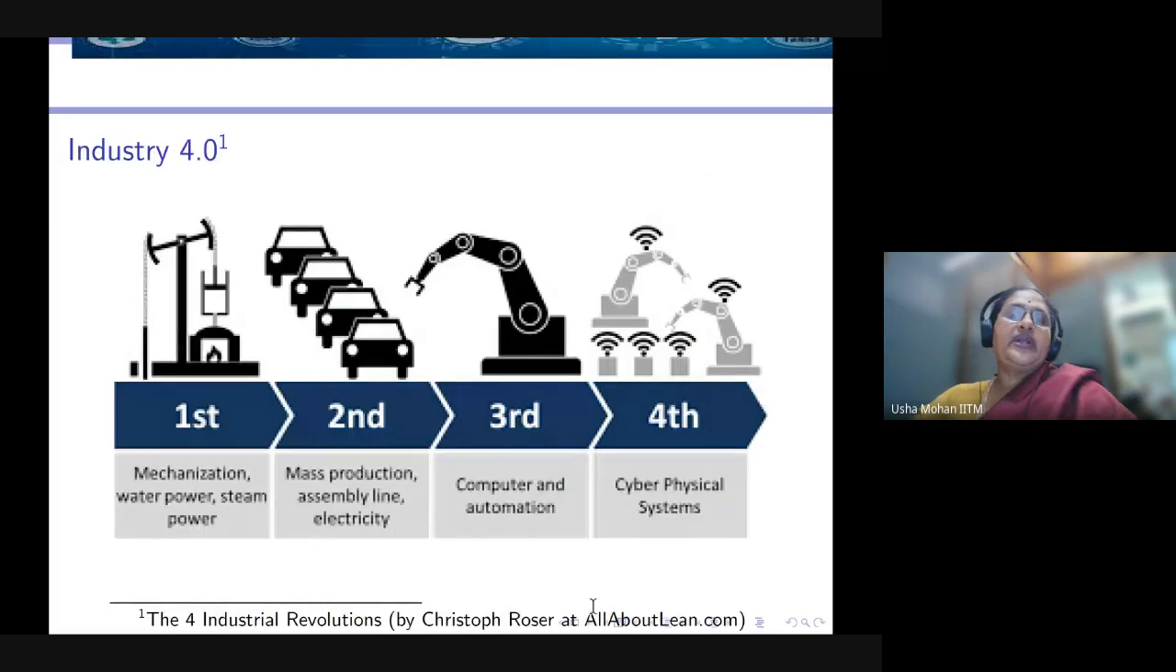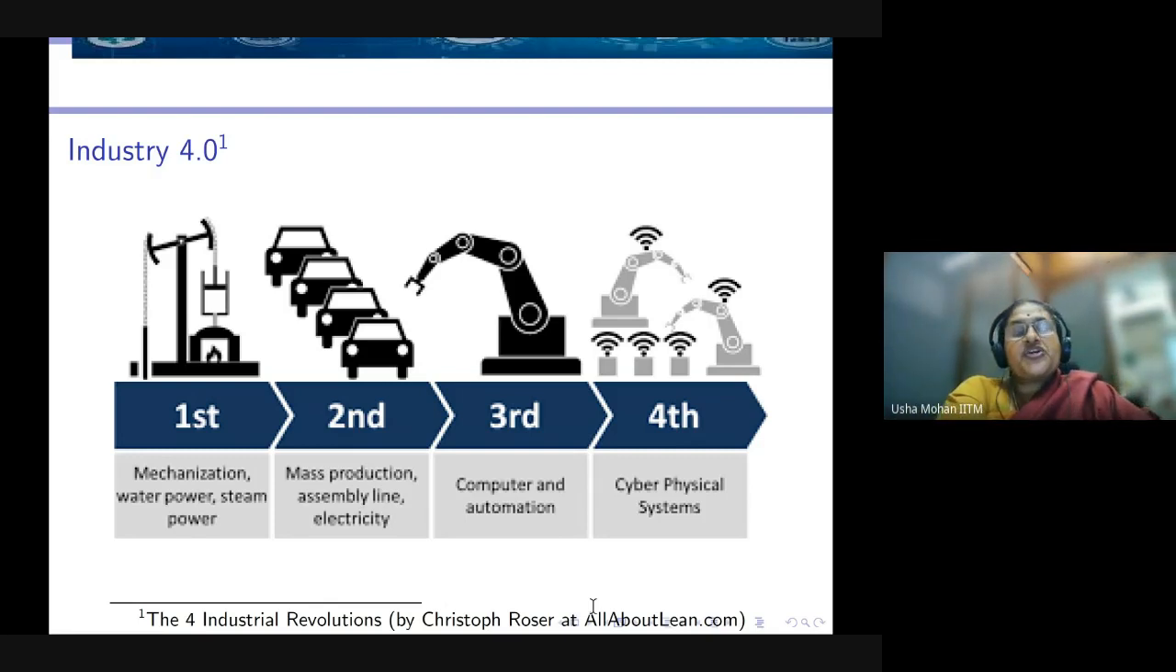So when I go to Industry 4.0, we say there are four industrial revolutions. The first industrial revolution was about mechanization. The second was mass production, and here the automobile industry, where we had the assembly line, electricity, and all of that, was in the second industrial revolution. The third industrial revolution focused on computers and automation.